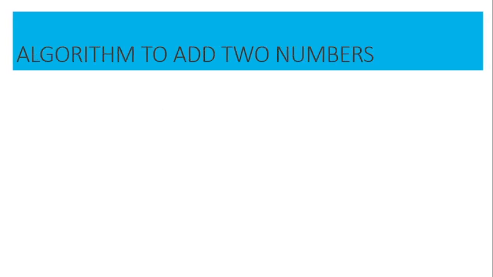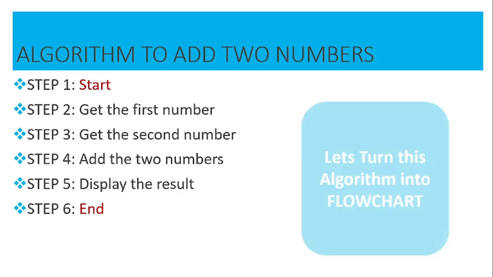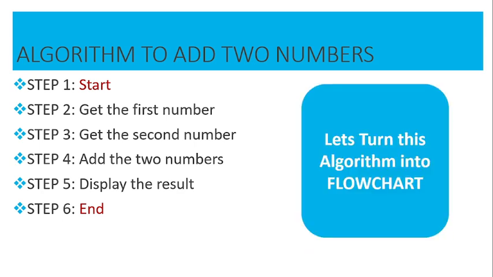Now the algorithm to add 2 numbers. Step 1, start. Step 2, get the first number. Step 3, get the second number. Step 4, add the 2 numbers. Step 5, display the result, and at step 6, end. You convert this particular algorithm into a flowchart. So let's turn this algorithm into a flowchart.